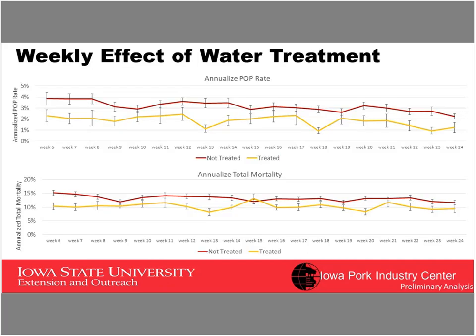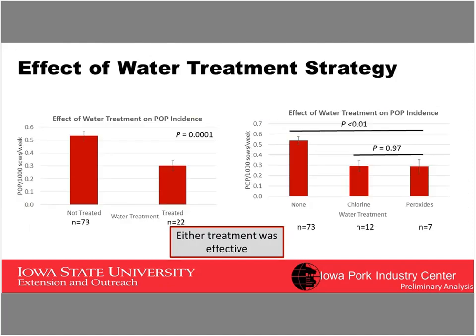Let's look at, during this period of time, the annualized pelvic organ prolapse rate of just the farms that are using water treatment versus the farms that are not using water treatment. What we saw is a consistent difference, not just a difference in the average, but week by week, the farms that were using water treatment strategies were consistently lower with respect to annualized pelvic organ prolapse rate. Looking at the same thing with respect to mortality, depending on the week there's some overlap, but generally overall mortality was lower in farms that were using a water treatment strategy.